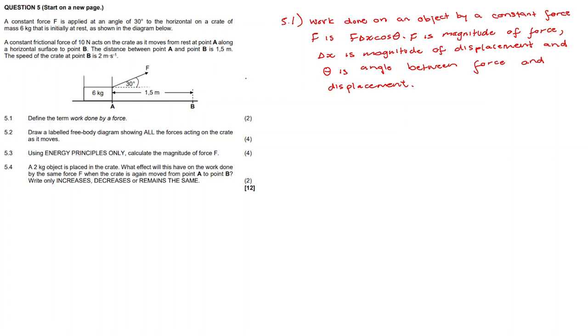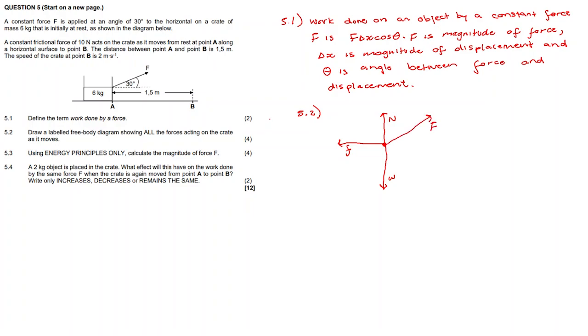Question 5.2. Draw a labeled free body diagram showing all the forces acting on the crate as it moves. So we can say that this is our crate. As the crate moves on a surface, it obviously has its weight downwards, and opposing that, it has a normal force upwards, which is the force of the surface acting on the object. We then have friction, as it says in the question, in the opposite direction of which the object is moving. And at an angle of 30 degrees to the horizontal, we have the force applied.